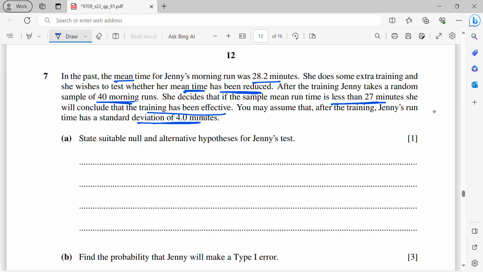Now state a suitable null and alternative hypothesis for Jenny's test. So now I will write H naught: mu is 28.2 minutes. Okay, that is the past records. Now she wants to check whether her mean time has been reduced, which means now you will expect mu is less than 28.2 minutes in your H1, which is the alternative hypothesis.